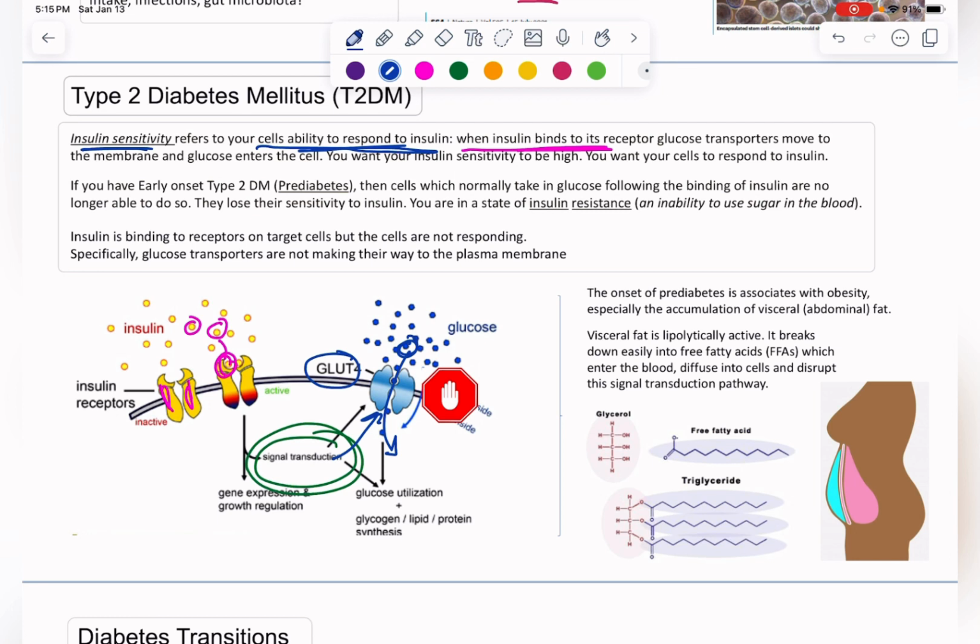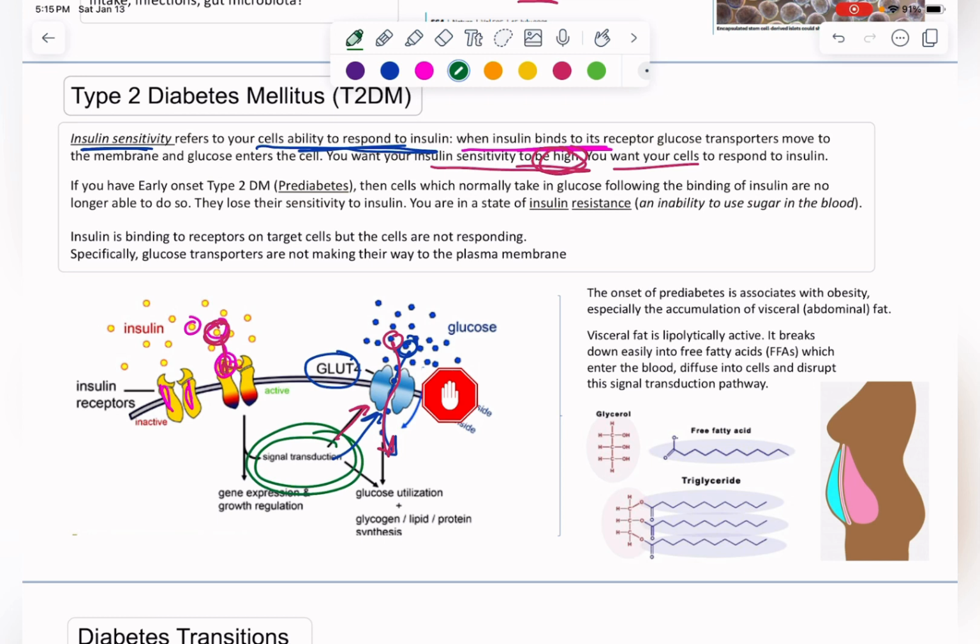That's what insulin sensitivity is, your cell's ability to respond to insulin. And you want your insulin sensitivity to be high. You want your cells to respond to insulin. When insulin binds to the receptor, you want those cells to respond, and GLUT transporters move to the plasma membrane, and glucose moves inside the cell. That's the goal.